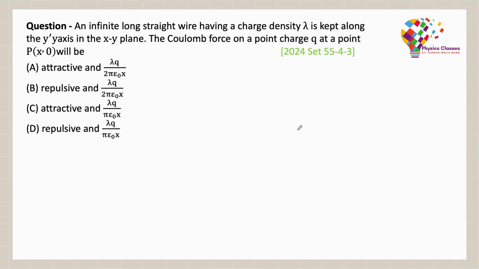Let's move on to the second question. An infinitely long straight wire having a charge density lambda is kept along the y axis in the xy plane. We are supposed to find the Coulomb force on the charge q at a point (x, 0). Now I know that the electric field due to an infinitely long straight wire, we have just derived it, the very first application we did, and we got it as lambda by 2 pi epsilon naught r.